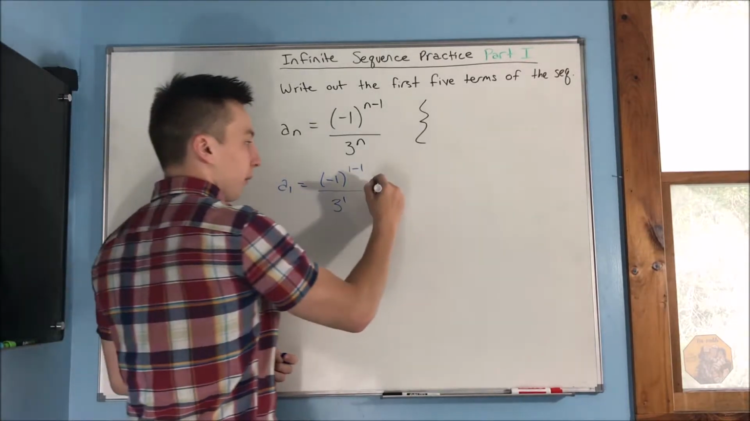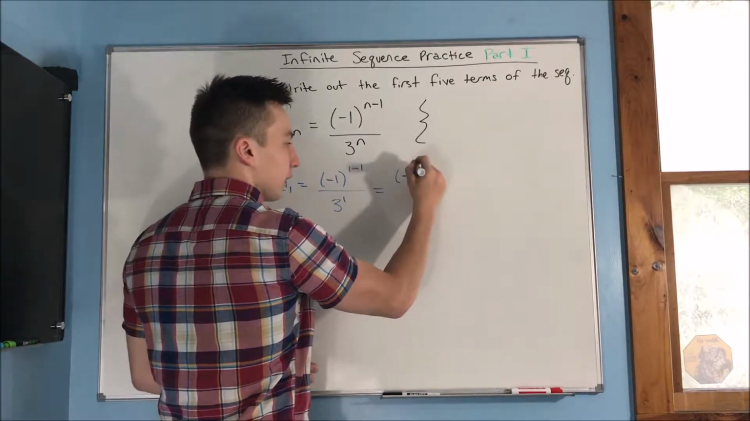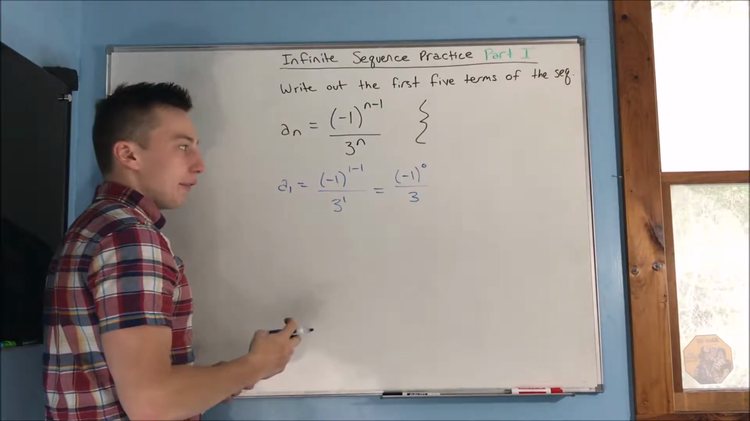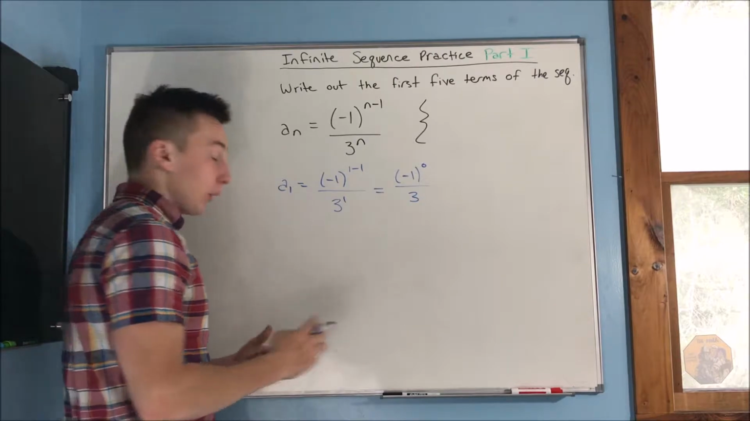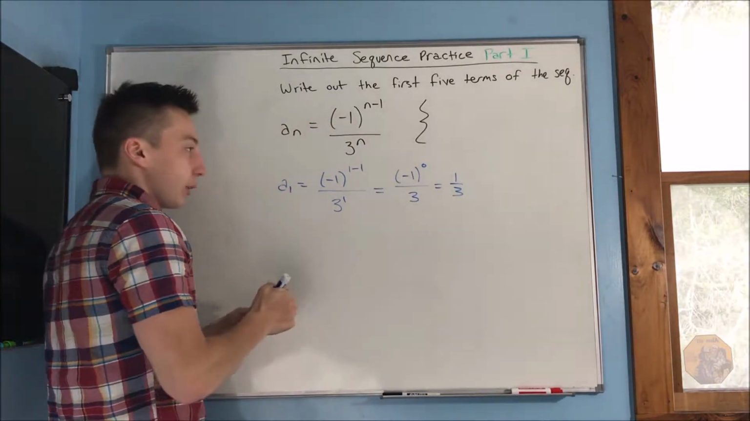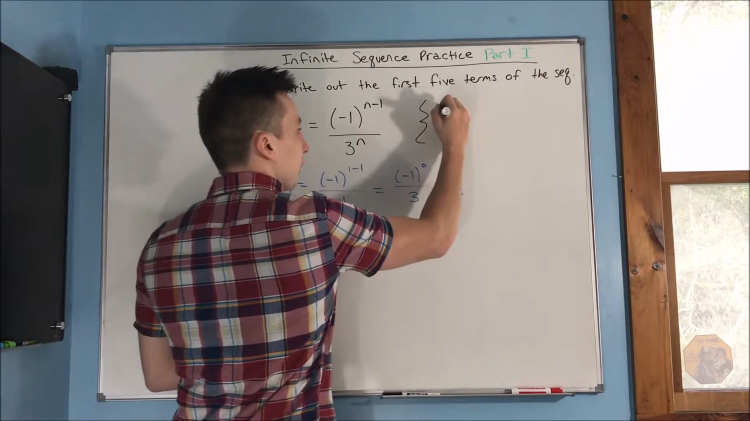Well, that just becomes -1 to the 0 over 3. And anything to the 0 power is just 1. So we're going to get 1/3. So we get a 1/3 that we can put up here.